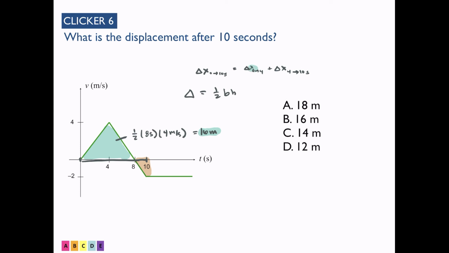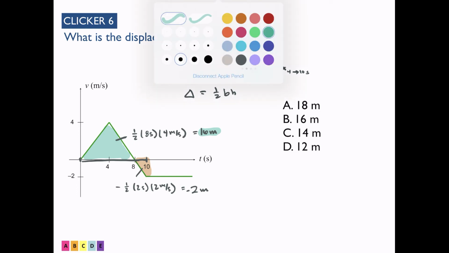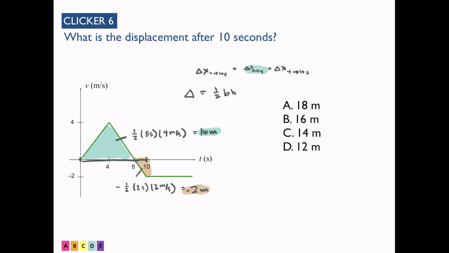All right? Then you subtract off 1/2 times 2 times 2. Well, so 2, because we're already using subtraction. What's that? 2. So we have 16 plus -2. Okay, what's 16 minus 2? 14. So the answer is going to be 14 meters.